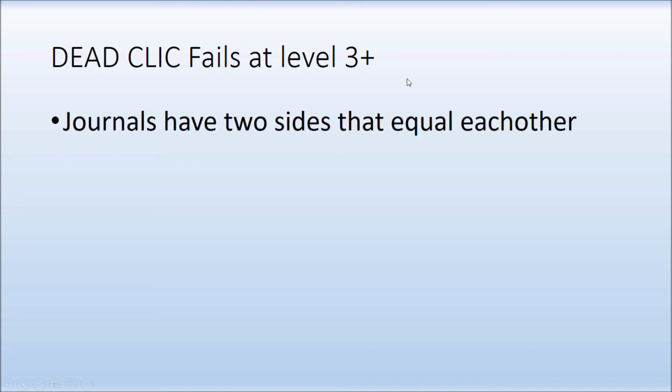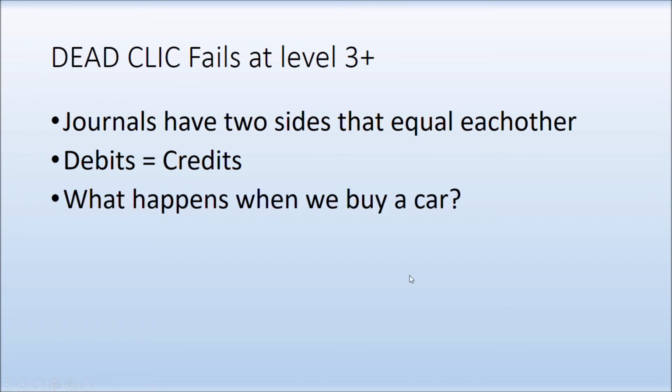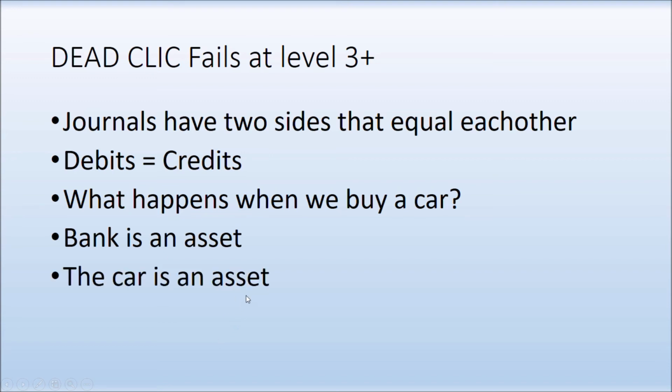And it fails badly. Well, journals have two sides that equal each other, and you've got debits and credits, so debits equal credits in here. But what happens when we buy a car? Well, the bank's an asset, so that's a debit. The car's an asset, that's a debit, isn't it? Right, no, it's not. But how do we get this here?